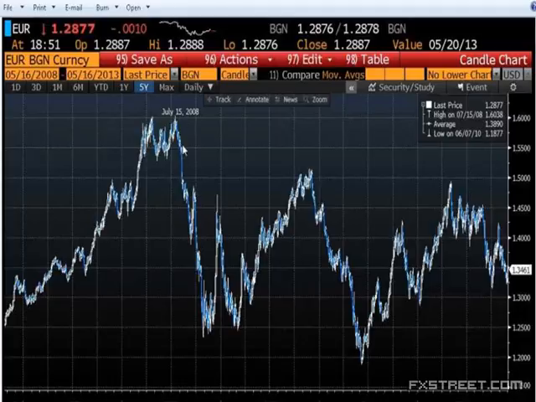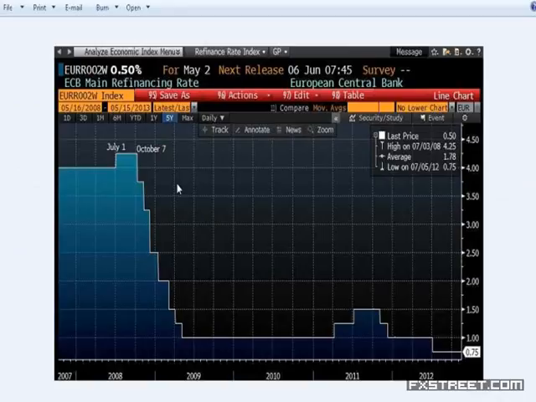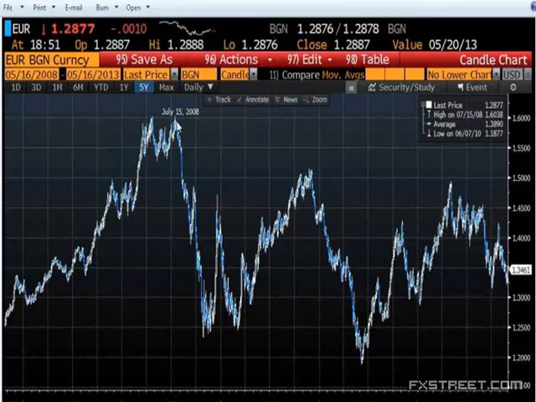This fall started before that. And what caused it? Now, if we look at the refi rate, they don't reduce rates until October 7th. The fall in the euro begins here in July. So it's July to August, September, 3 months before the euro starts to fall.